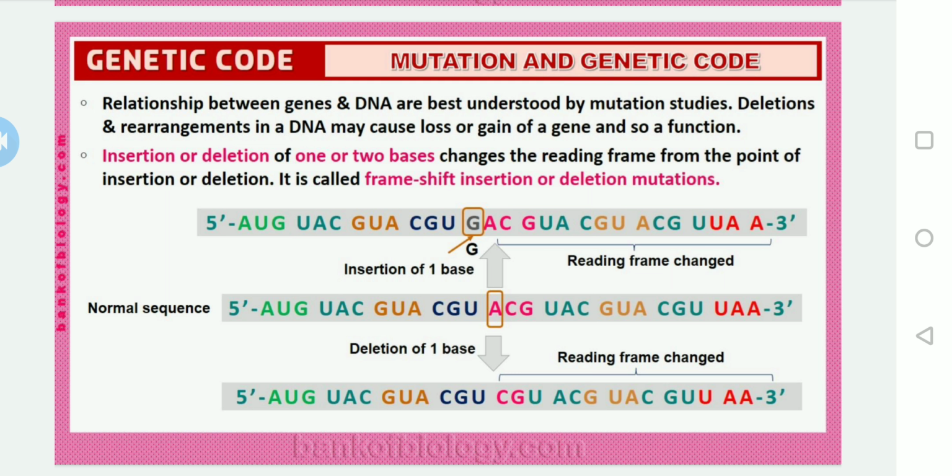The relationship between DNA and genes is best understood by mutation studies. You know very well that in the last chapter, while we were discussing genetic disorders, deletions and rearrangements in DNA may cause loss or gain of gene and so of function. So there are two possibilities we discussed, isn't it?